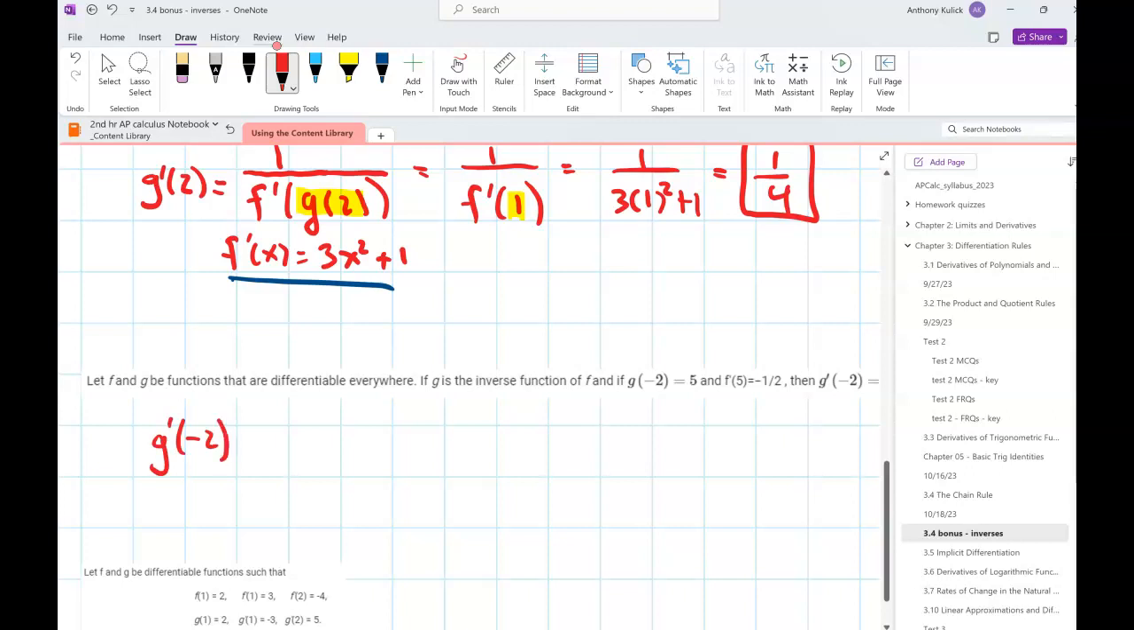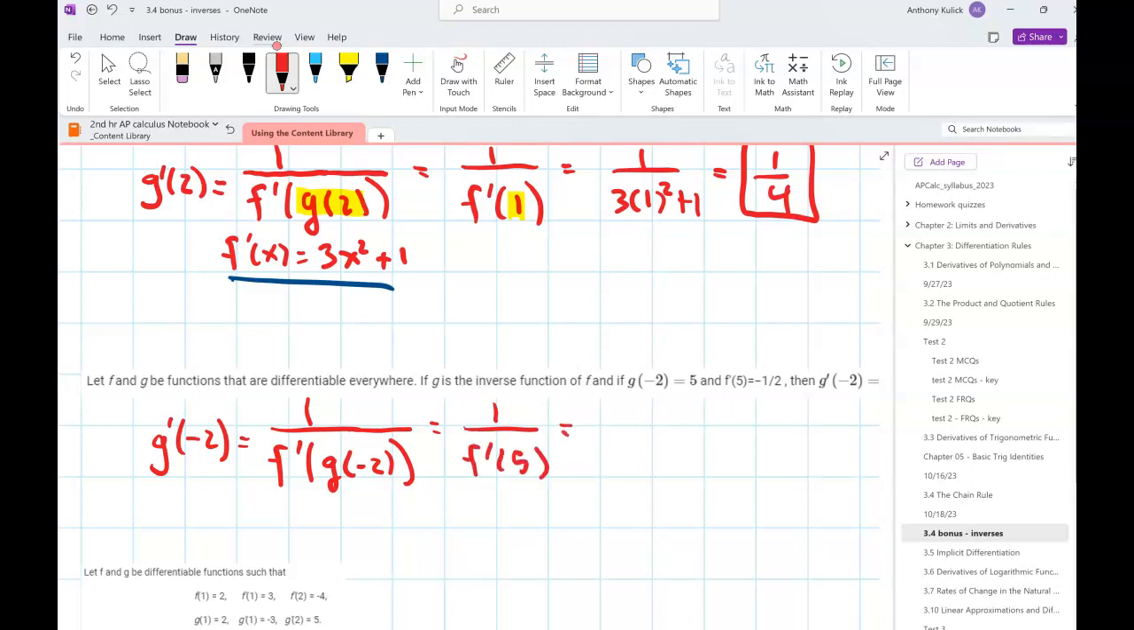So because f and g are inverses, right away I can write this. Everybody agree? Do we know what g of -2 is? Okay, so let's replace that. And do we know what f prime of 5 is? So 1 over negative 1/2 is negative 2. And we're done.